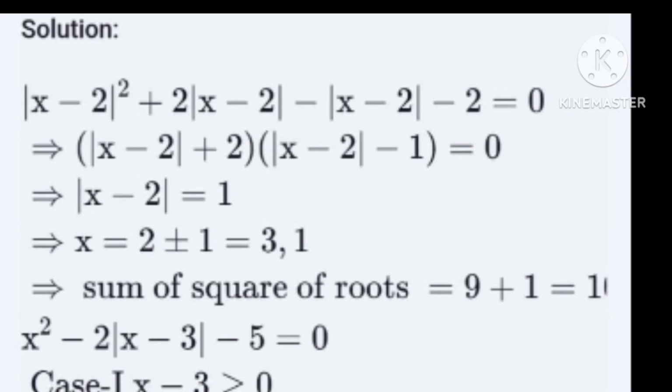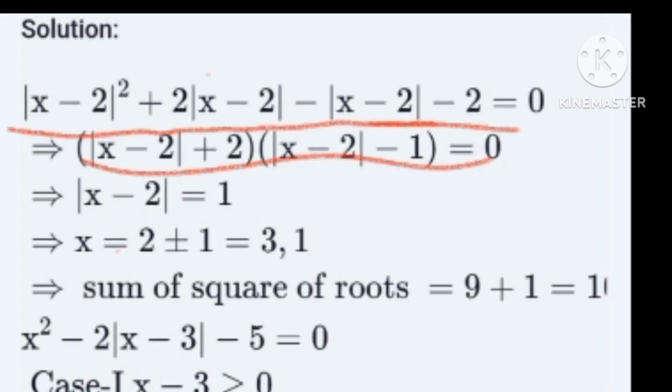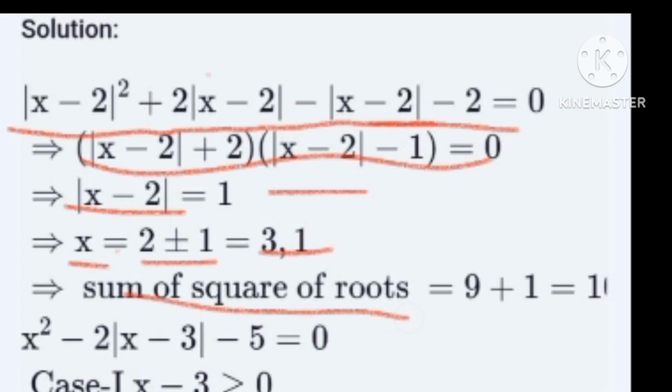The solution: modulus of x minus 2 whole square plus modulus of x minus 2 minus 2 is equal to 0. Here find out the factors. Then modulus of x minus 2 plus 2 into modulus of x minus 2 minus 1 equals 0. So modulus of x minus 2 equals 1. Now x is equal to 2 plus or minus 1, that is 3 and 1. Sum of the squares of the roots of the equation: 3 square is 9 plus 1 square is 1, that is 10.